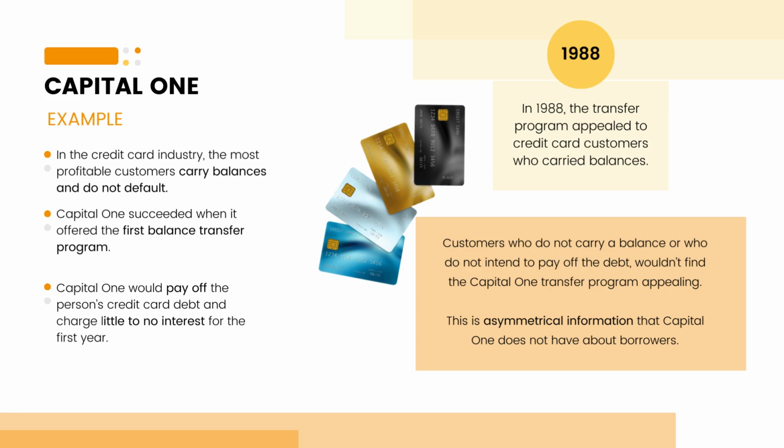At least in 1988, balance transfer appealed to credit card customers who carry balances and pay on time. In contrast, a customer who doesn't carry a balance or who doesn't intend to pay off the debt wouldn't find this transfer program appealing. As a result, Capital One was able to cherry pick the most profitable customers from the other credit card issuers, the customers who paid their balances in full every month. And other banks were stuck with unprofitable customers, those who were likely to default.